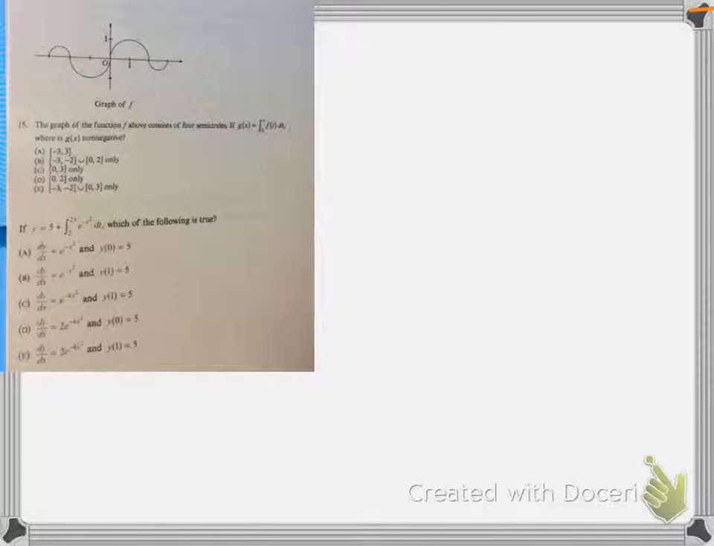Okay, so now we're going to move on to number 15 with this picture, and they're telling you it's 4 semicircles, so you don't have to worry about are they circles or are they aren't. This would be a non-calculator question, and so you're being given this function.